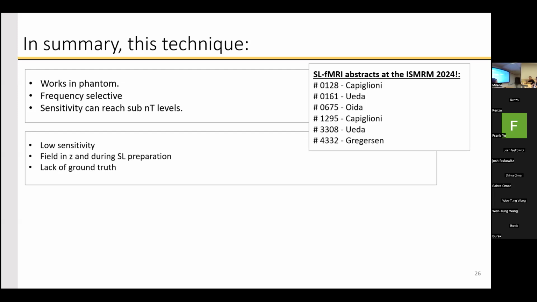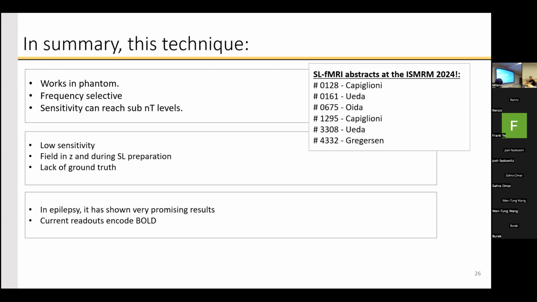In terms of how we validate this, there is a general lack of ground truth. How do we plan an experiment where we are trying to use a ground truth for something that we cannot measure otherwise? And the ugly thing is that in epilepsy, we have these promising results, but we don't really know where the signal is coming from, and the current readouts encode the Bohr effect. So can we move from the phantom to humans? The answer is I don't know.